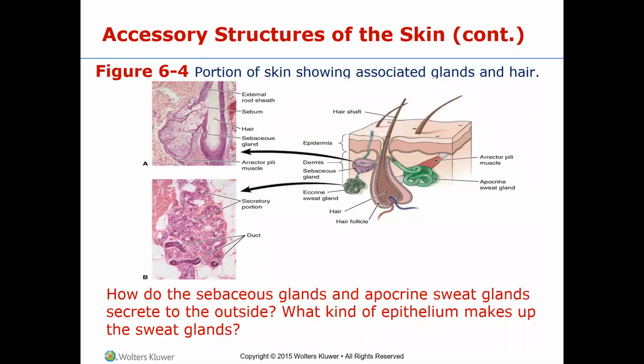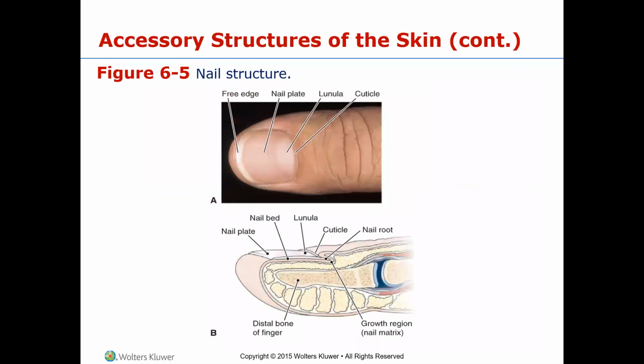So here are some of the cross sections and slides of the associated glands and hair. So when we look at the structure of the nail, we have at its most distal end the free edge, which is the very end of our nail. Then we have the nail plate in here, the lunula, which is this moon-shaped surface, and then the cuticle, which is attached back here.